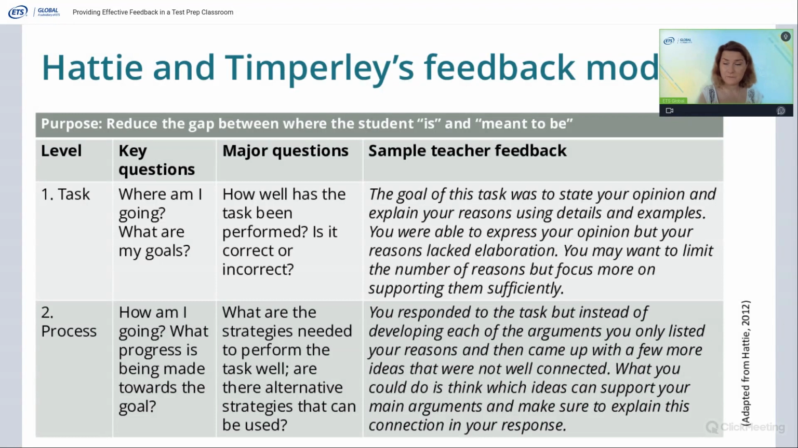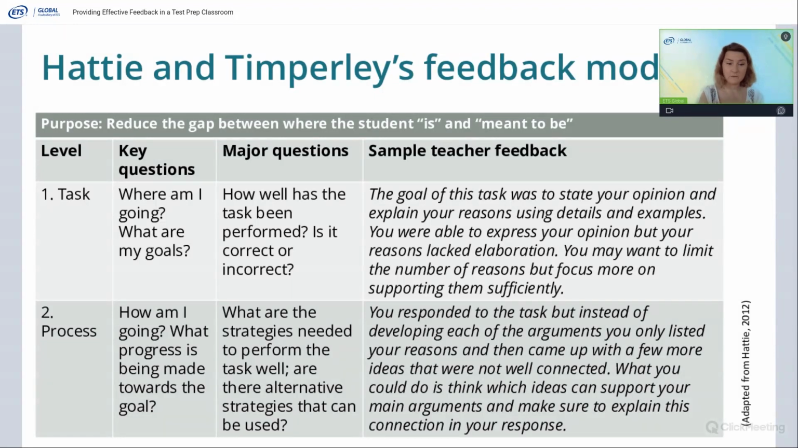So sample teacher feedback on a task level could be something like this. The goal of this task was to state your opinion and explain your reasons using details and examples. You were able to express your opinion, but your reasons lacked elaboration. You may want to limit the number of reasons, but focus more on supporting them sufficiently.